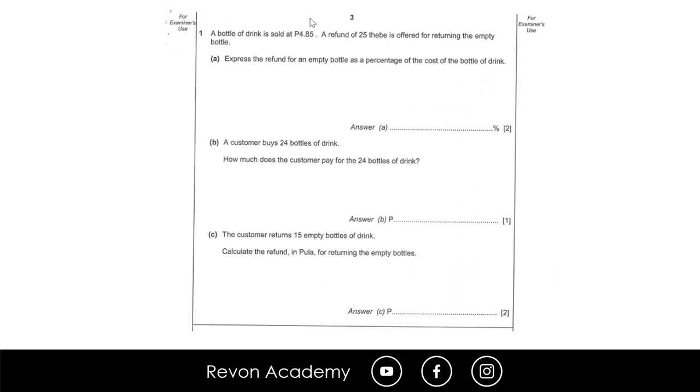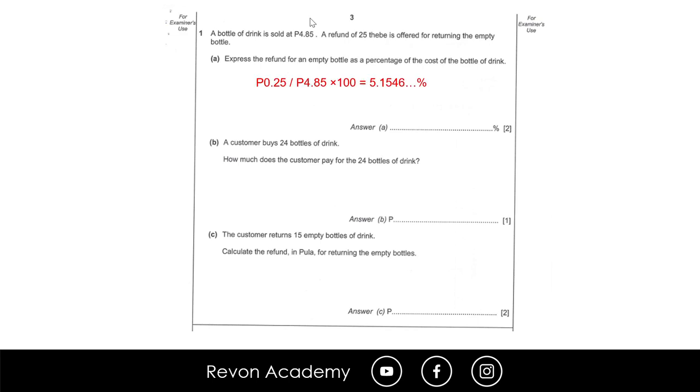Very easy questions. The question says a bottle of drink is sold at 4 pula 85 thebe. A refund of 25 thebe is offered for returning the empty bottle. Express the refund for an empty bottle as a percentage of the cost of the bottle of drink. As you can see, the question just wants you to find the refund as a percentage of the cost of the bottle.